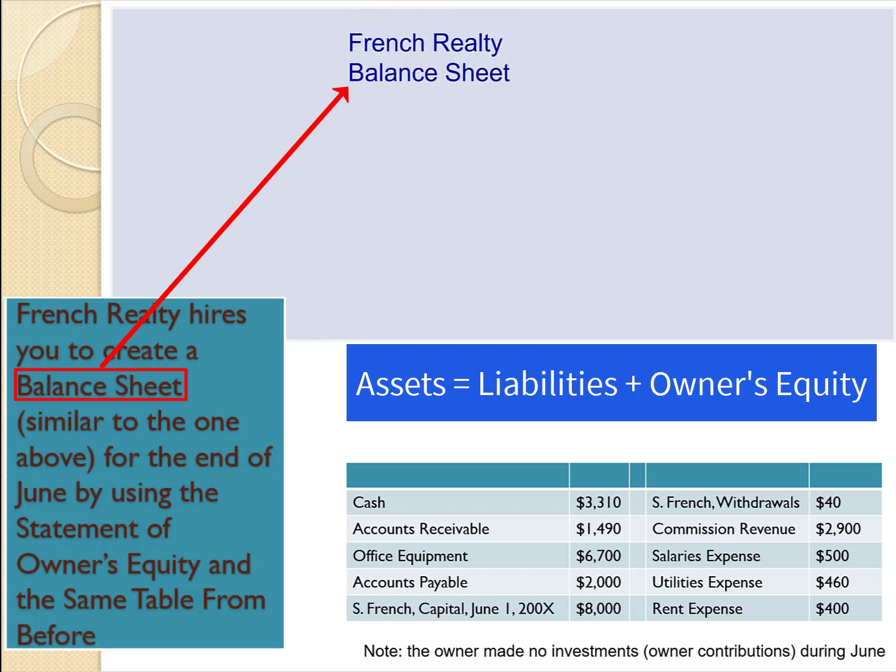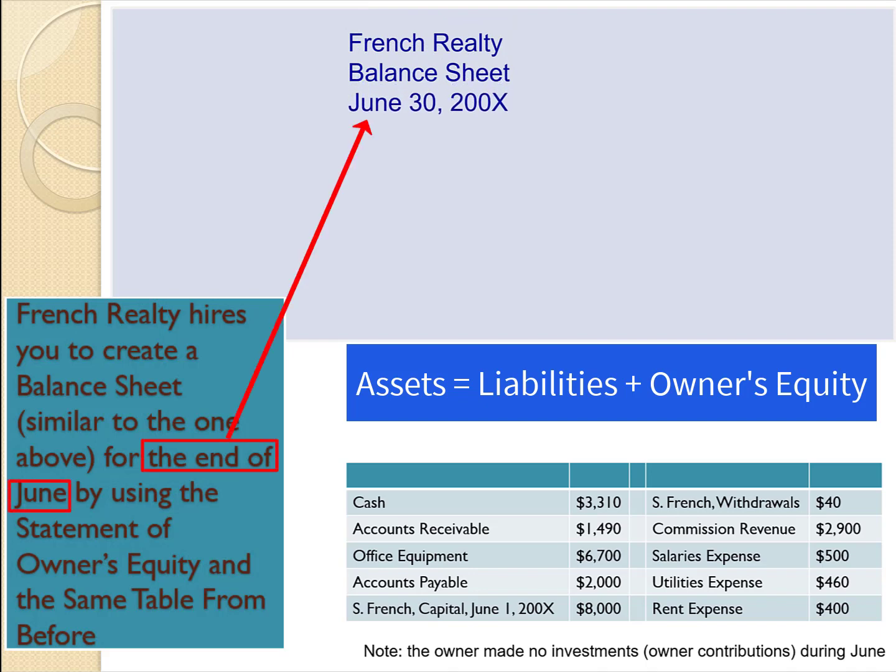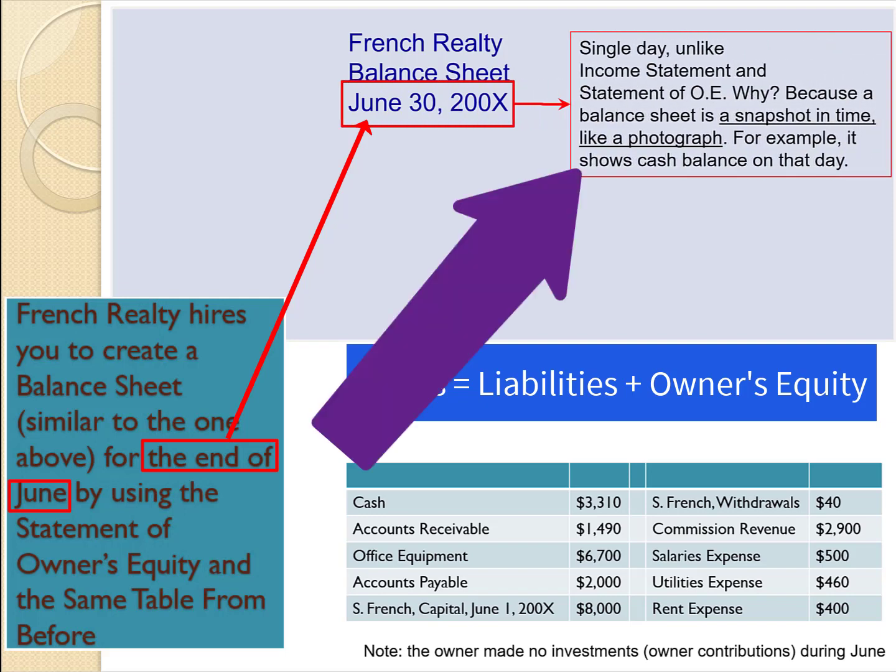And the 3rd line is always date related. And this one for the balance sheet is something that a lot of students get incorrect. So for the balance sheet, is it going to be covering a period of time, or is it going to show the balances on a specific date? Well, it has to be for a specific date. In this case, it's the end of June, so June 30th. So why is it a single date? Well, unlike the income statement and statement of owner's equity, the balance sheet is like a snapshot in time, like a photograph. For example, it's going to show your cash balance on that day.